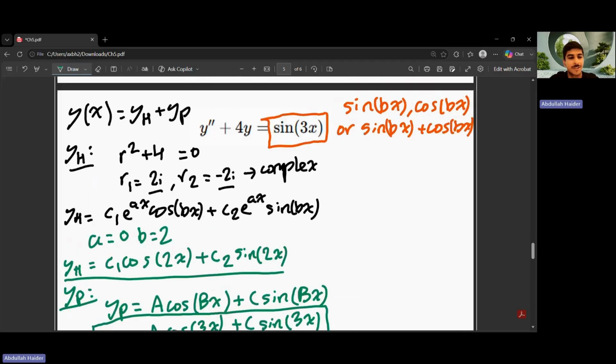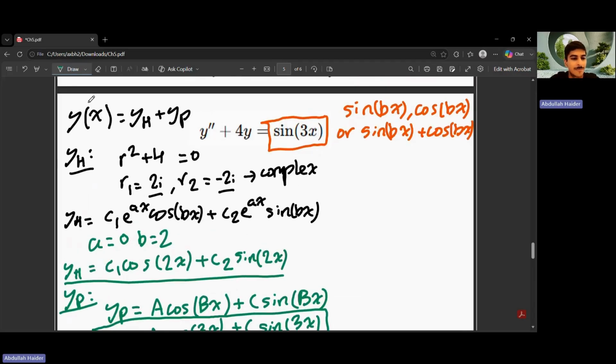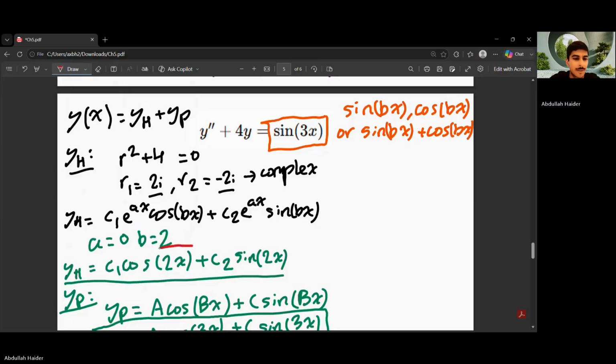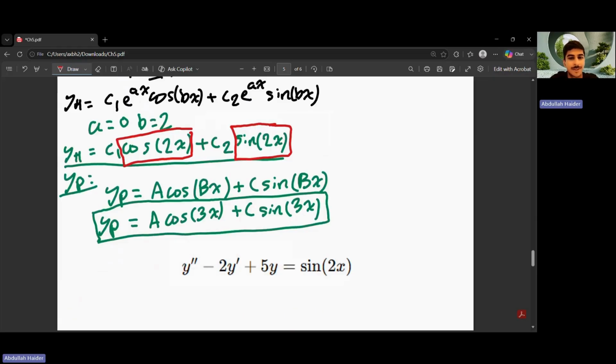whether our homogeneous solution has anything common with sine 3x. So here we have a cosine 2x and we have a sine 2x. None of them are related. So cosine 2x is not the same as sine 3x. Sine 2x is not the same as sine 3x. So we don't have to multiply this by x. We will not multiply this by x. So this is our assumption for yp.